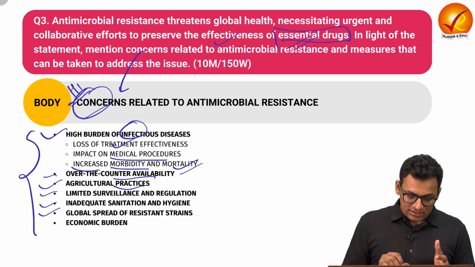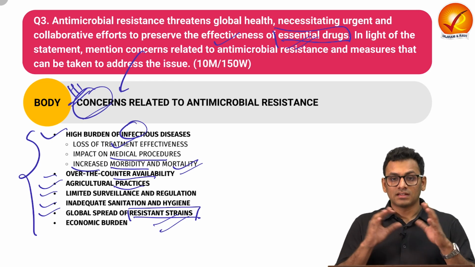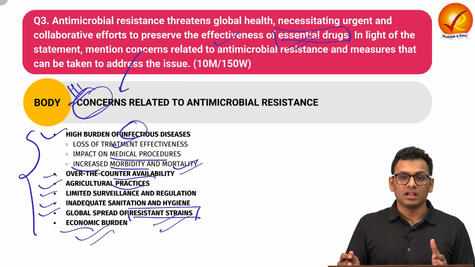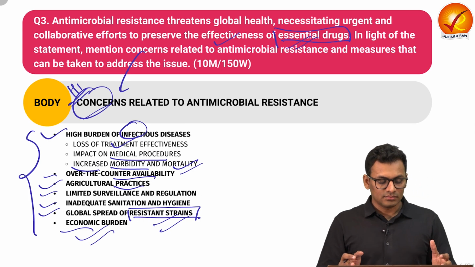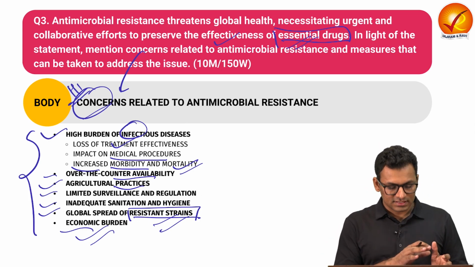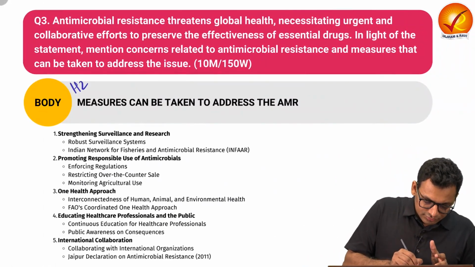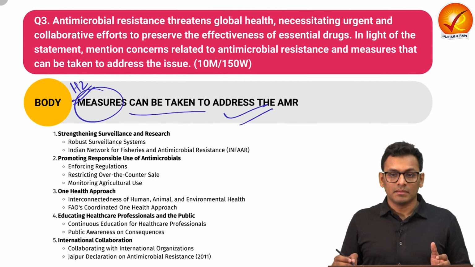And next is global spread of resistant strains. This kind of spread can become an issue for the entire global community. And lastly, it is an economic burden for the individual as well as for the entire nation. So that is something in heading 1 you can talk about with respect to the concerns related to AMR. In heading 2, you can talk about the measures that can be taken to address the AMR.